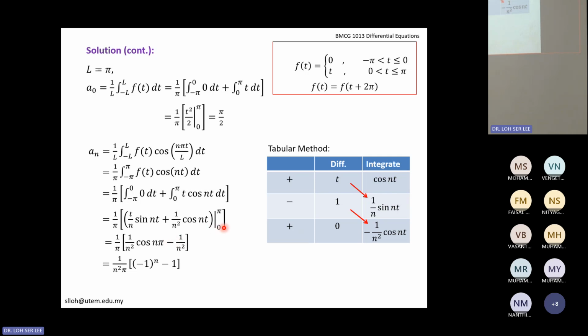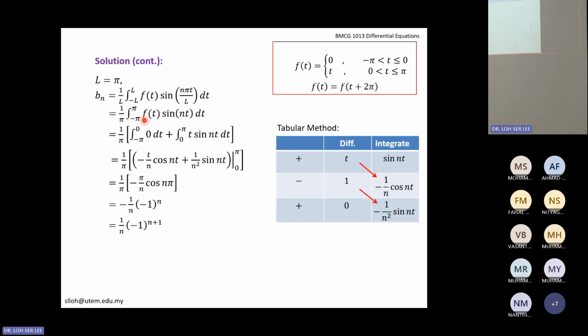Minus, now substitute 0 into this t and this t. So this is 0, and cos 0 is 1, so we have 1 over n squared, this term. Finally, factorize the 1 over n squared, you get cos n pi minus 1. This is similar to the previous example. So far, any questions?